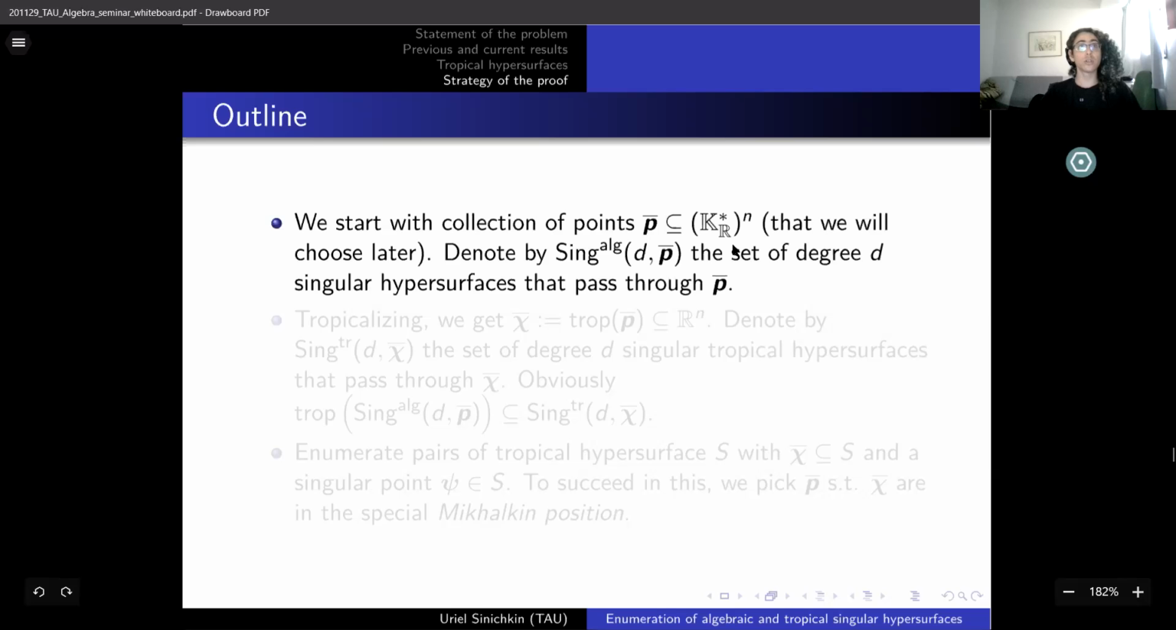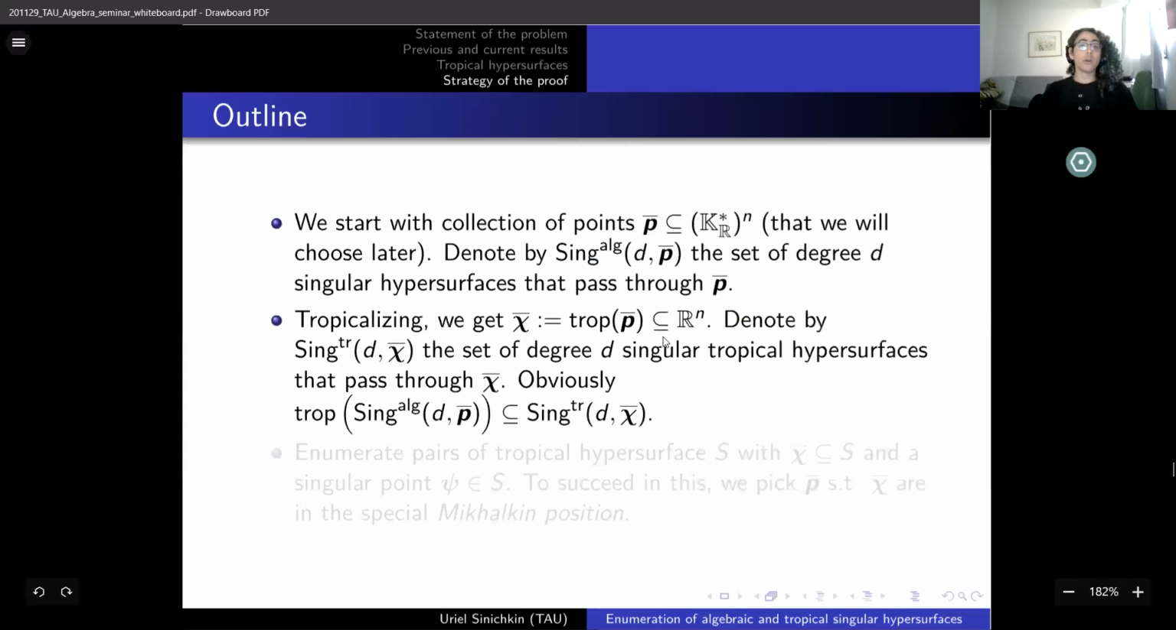We will choose those points later, but we should remember that this is a static position, and we denote by alg dp the set of all degree d singular hypersurfaces that pass through those points. We want to tropicalize, so we tropicalize all the points and pass to the tropical world, and we denote by tr the set of degree d singular tropical hypersurfaces that pass through.